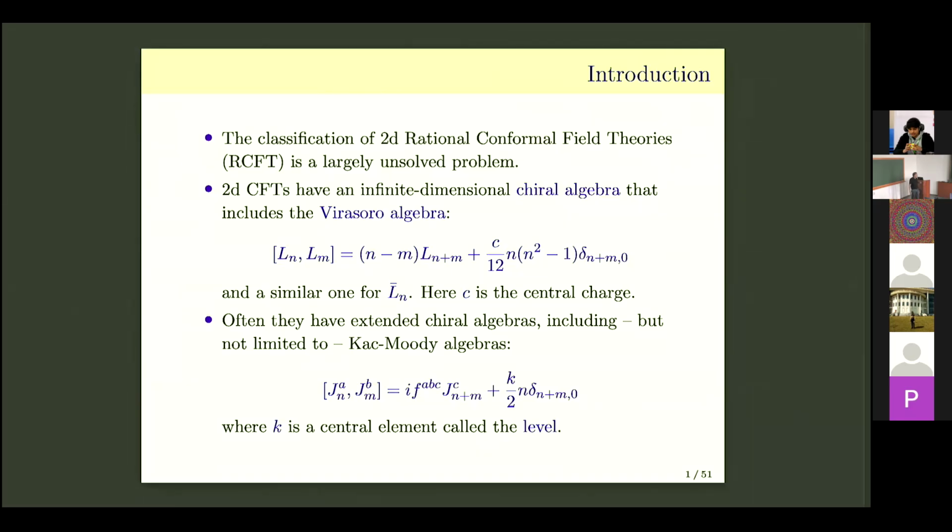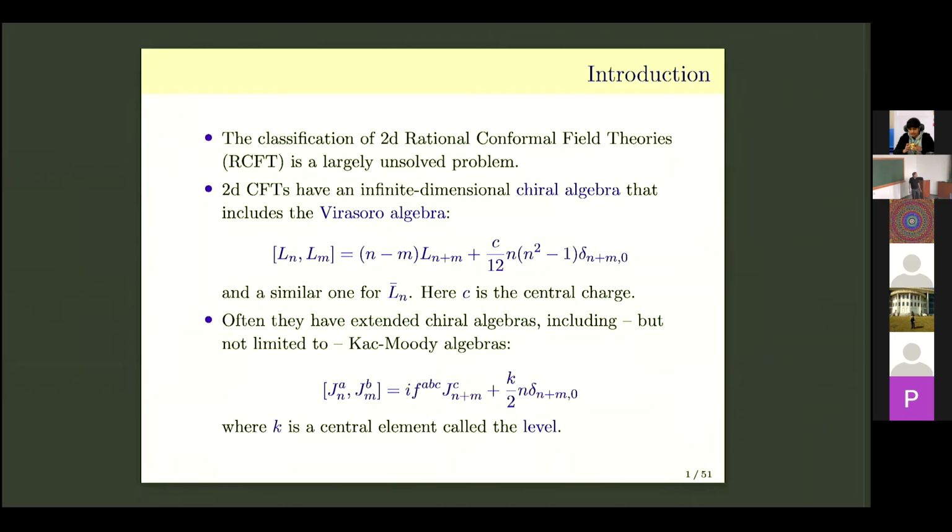Now, just to mention this, though it may not come up much in the talk, it's very common to have extended chiral algebras. In fact, if we don't, and we only have the Virasoro, then the classification problem is actually solved. In that case, it's known that to have a rational CFT, the central charge has to be less than 1. And all the c less than 1 unitary rational CFTs were classified by Belavin, Polyakov and Zamolodchikov.